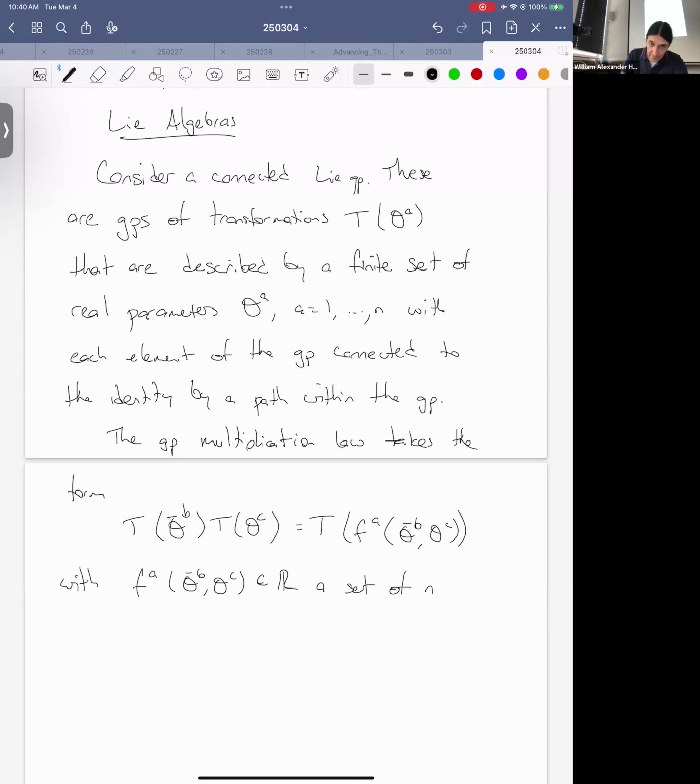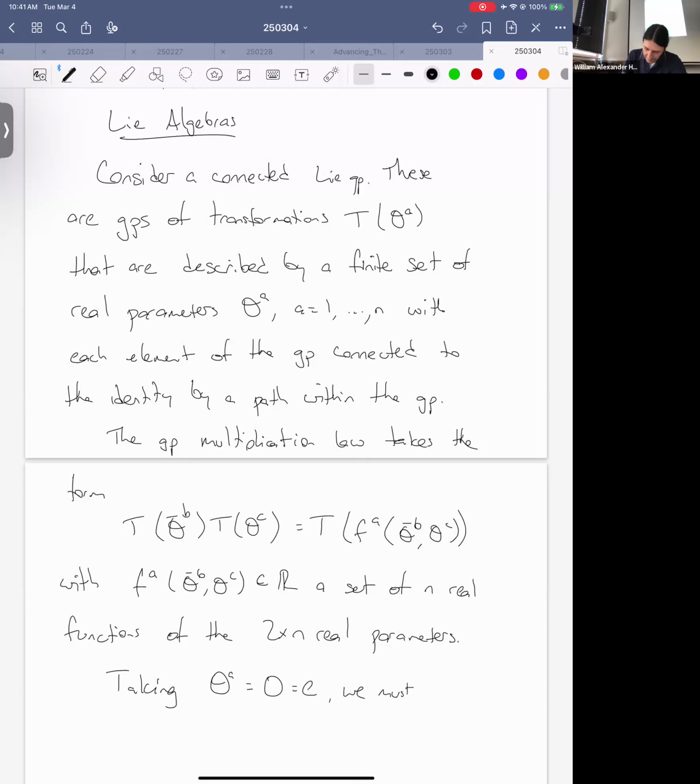a set of n real functions of the 2 times n real parameters. Remember, I've got n real parameters theta C and n real parameters theta bar B. So this f^A is a function of 2 times n parameters, and there are n of these functions. So I need n numbers to uniquely describe the transformation, which is some element of this Lie group. Okay, so theta A equal to 0 is the identity element.